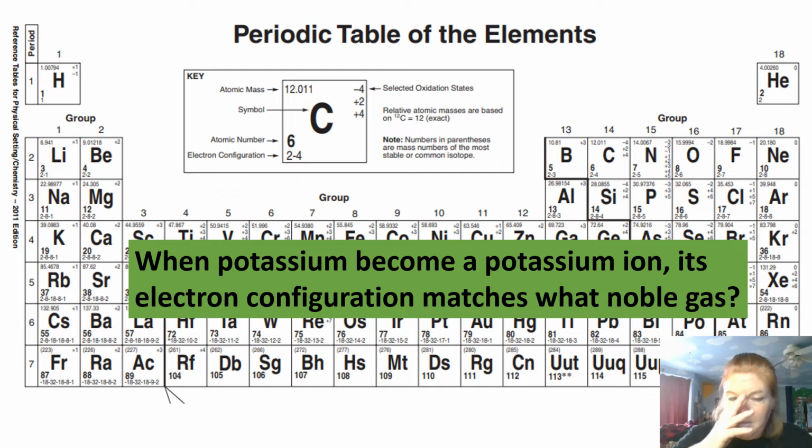When potassium becomes a potassium ion, its electron configuration matches what noble gas? Well, here's potassium right here. Its oxidation state says +1, so that means it loses 1 electron. So instead of having 19, it has 18. So potassium would match argon.